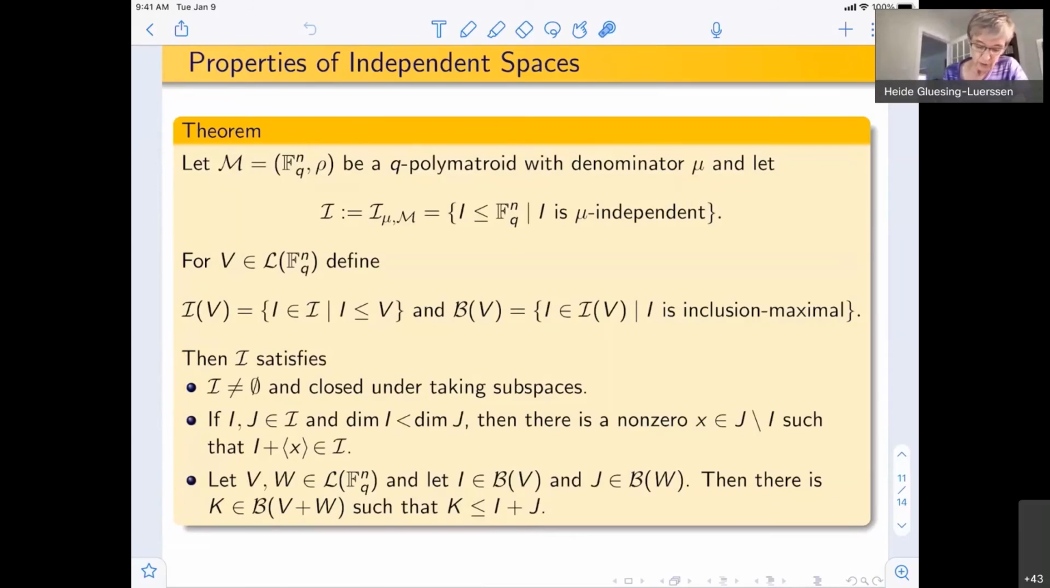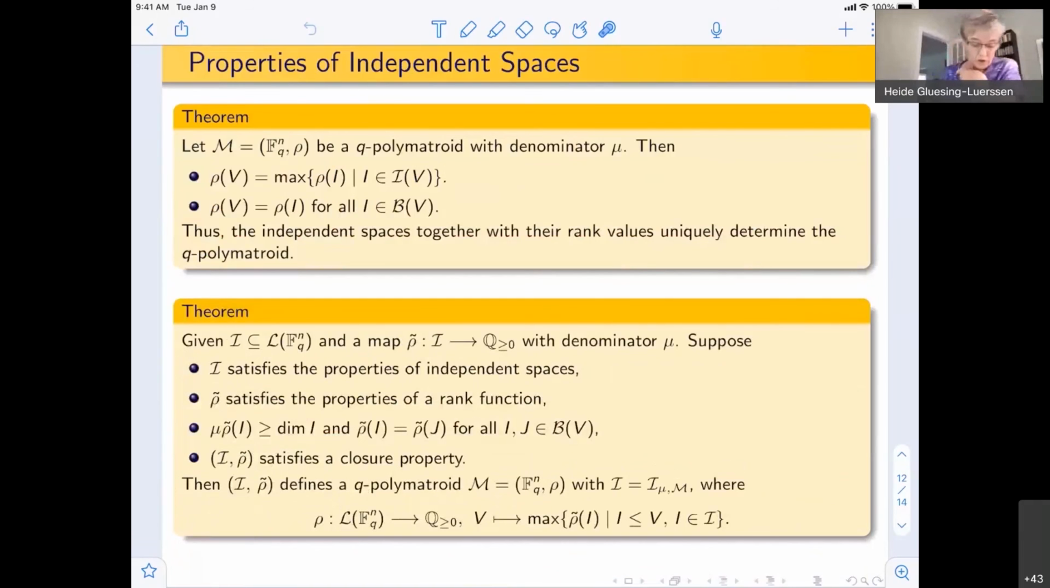That's the next result, which is also good news. The rank value of any subspace is exactly the maximum rank value of the mu-independent subspaces inside that subspace. And secondly, all bases in V, so the inclusion maximal independent subspaces in V, they all have the same rank value, and that rank value is the rank value of V. So this is kind of the nice result.